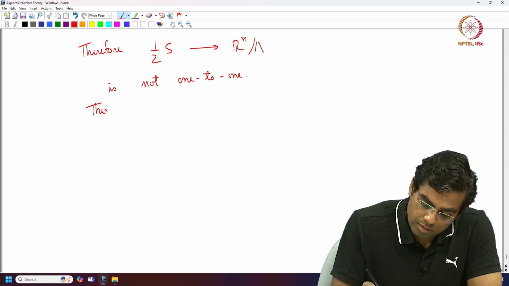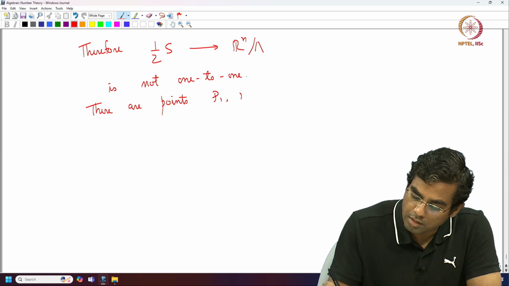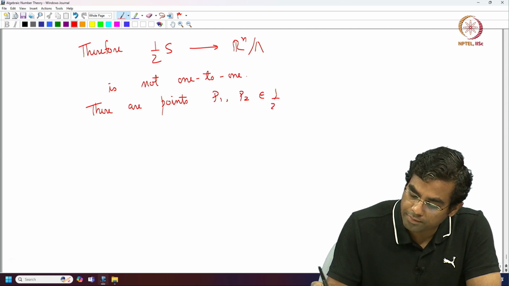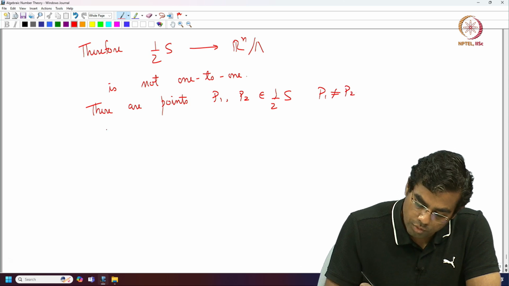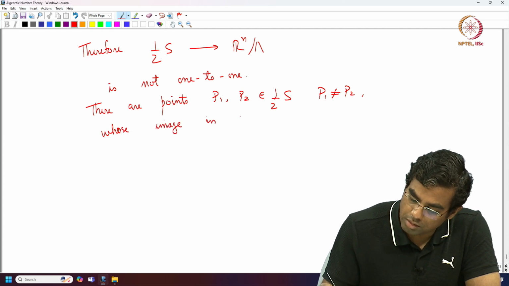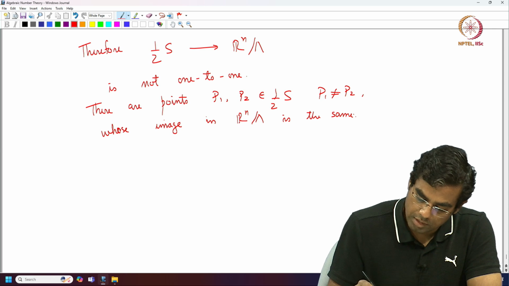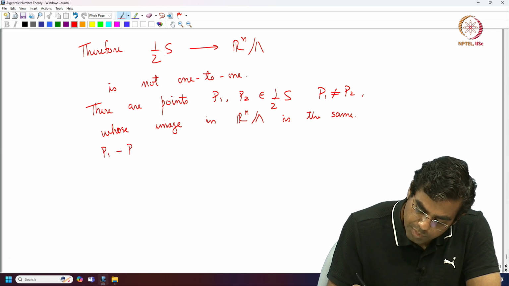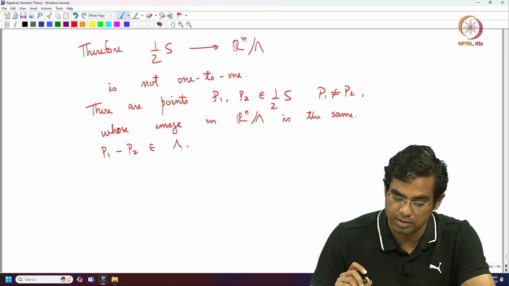So, there are points P1 and P2 in half S, P1 not equal to P2, whose image in R to the n mod lambda is the same, okay, which means that P1 minus P2 is actually in lambda. Okay. So, this is what it means.